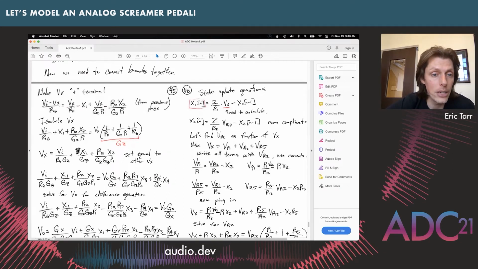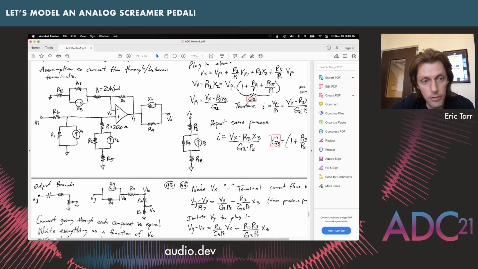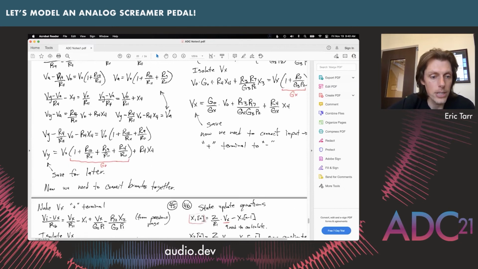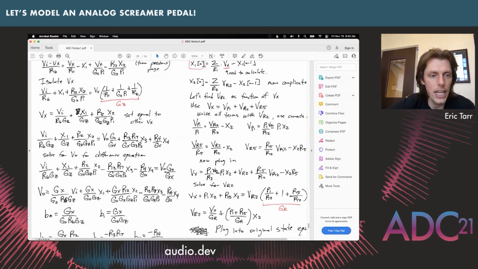Okay, now we're ready to handle the currents going into the beginning of our circuit. So we have our current from V in over to Vx, plus this one going down this direction and this one going down this direction. So I write those out here. Vi equals Vx over R6, plus Vx over R1 minus X1. So that's our capacitor. Then we have that whole branch of stuff that we calculated before that represents the current going through all those different things. So what I do is just some algebra to isolate Vx. Then we have this just as a function of Vi and X1 and X2.